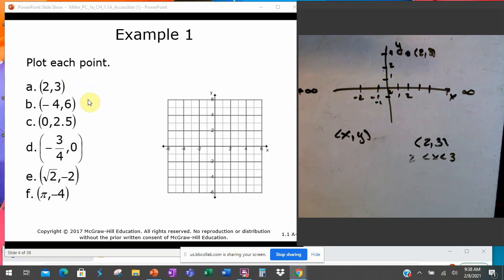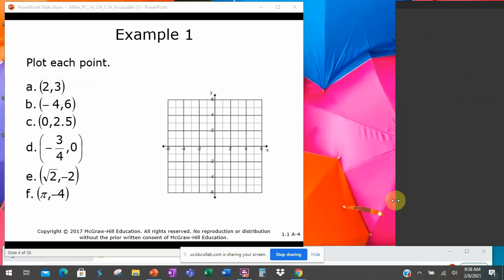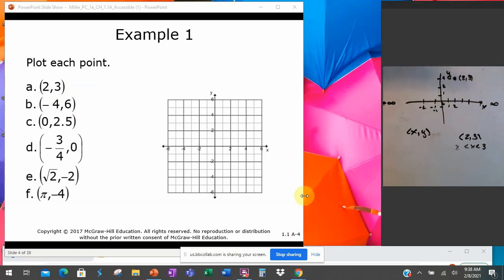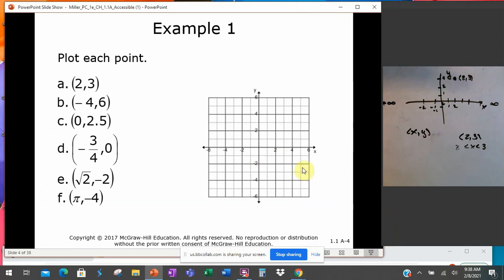So plot each point here on this graph. The point (2, 3) would be 2 over, 3 up. It would be a point right about there. (-4, 6) would be -4 in the x direction, and then up 6 would be right about there. (0, 2.5): 0 in x, so we're right here, and then 2.5 would be right about there on the y-axis. This is called the y-axis. This is called the x-axis.